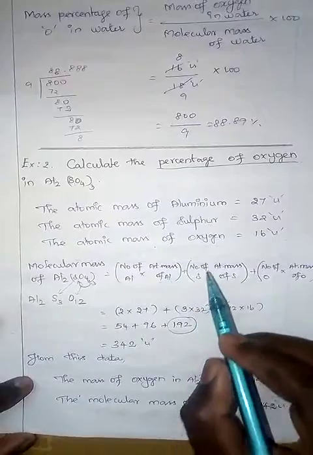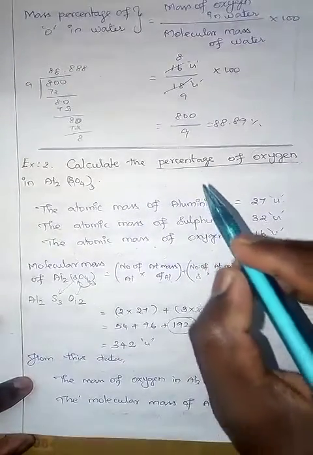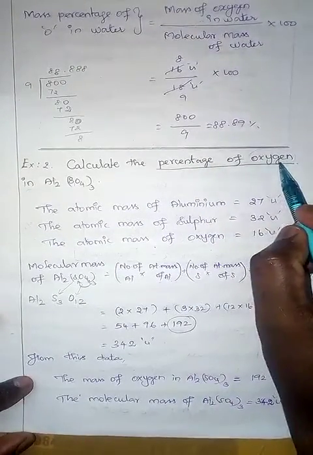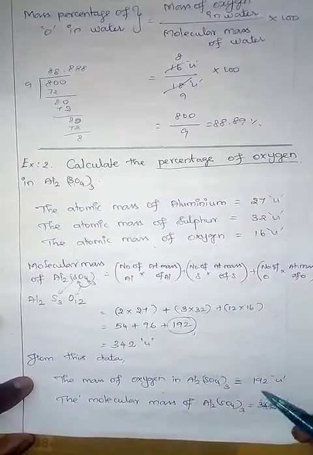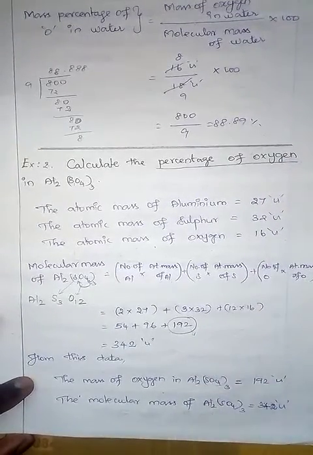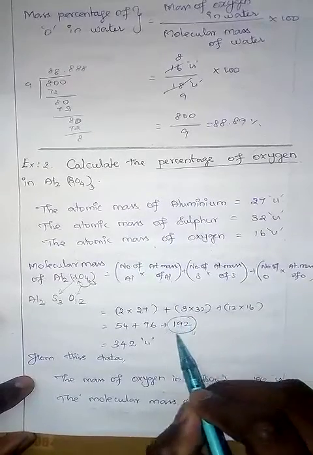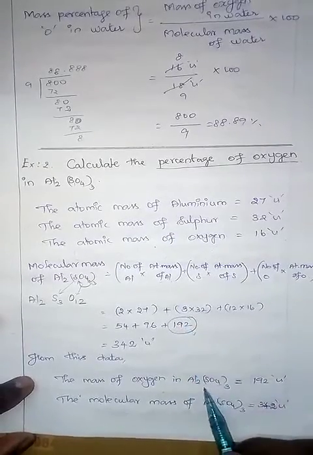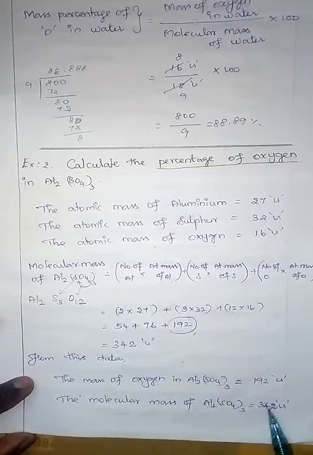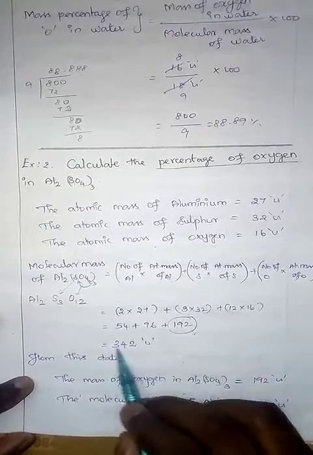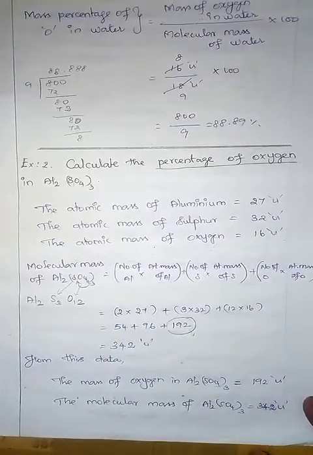From this data, what we have understood is that the mass of oxygen in aluminium sulfate is equal to 192, because our question is the percentage of oxygen. So keep focus only on oxygen, not any other element. Got it? So 192 u is the mass of oxygen in aluminium sulfate. The molecular mass of aluminium sulfate is 342 u. That's what we have calculated.